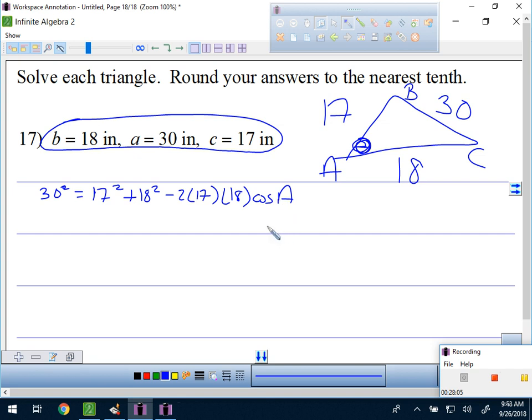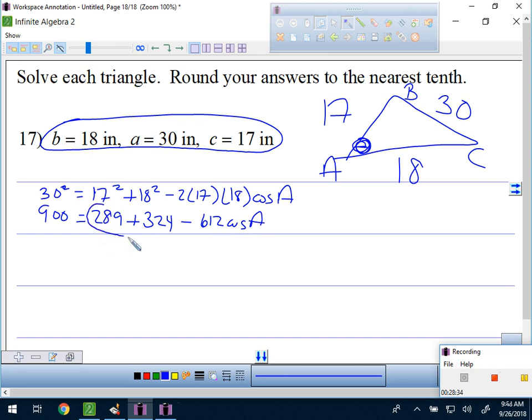It's because it takes longer to do. So we're going to do some arithmetic. 30 squared is going to give me 900. 17 squared is going to give me 289. 18 squared is going to give me 324. And then I'm just going to multiply 2 times 17 times 18, and that gives me 612. And so that's what I've got so far.